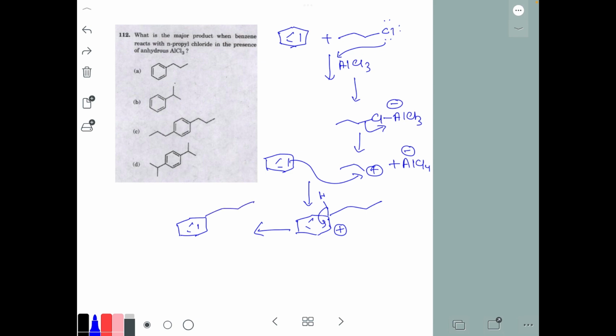But the problem is, this carbocation is a primary carbocation. Here there is a chance to get the secondary carbocation by 1,2 hydrogen migration. This hydrogen will migrate here, and we will have the corresponding secondary carbocation, which is more stable than the primary carbocation. This carbocation will react with this benzene, and we will have the corresponding propylated molecule.